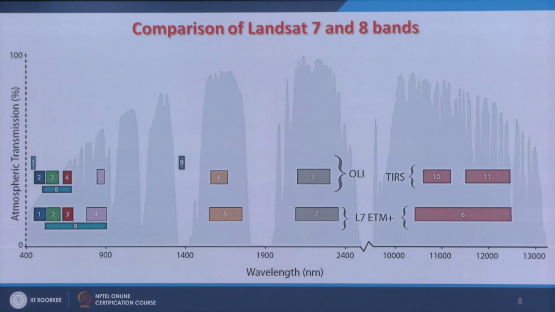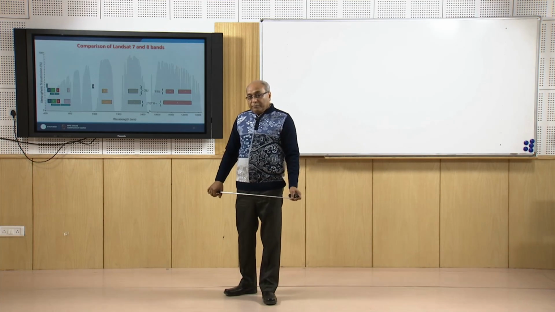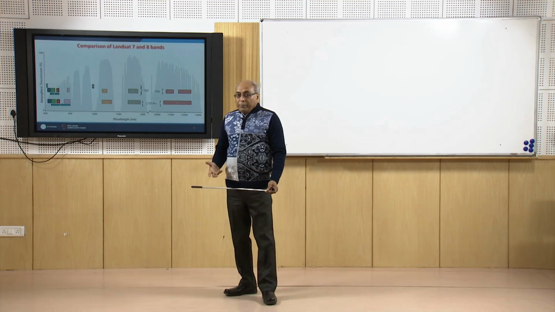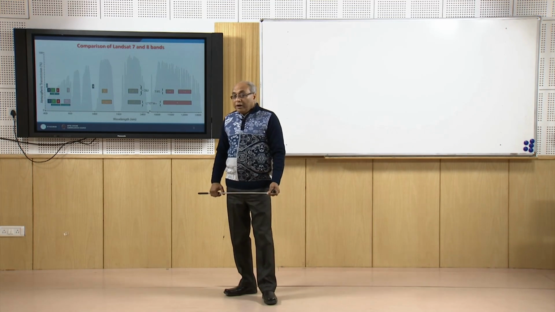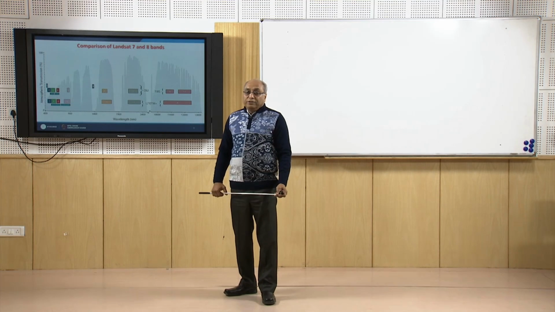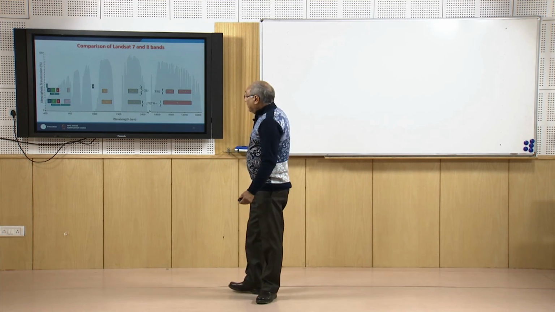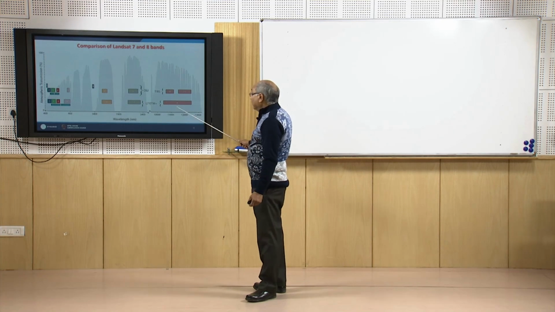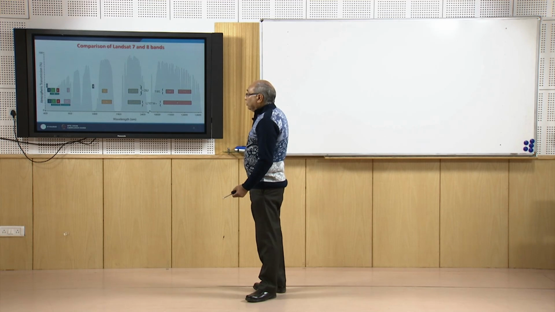Now, the advantage of having 2 channels in the thermal range is that many algorithms which derive the land surface temperature or sea surface temperature are based on the split window algorithm, and that means they require 2 thermal channels to estimate the temperature of the earth. And for that purpose the OLI series, that means Landsat 8, is very suitable, because you are having 2 channels.